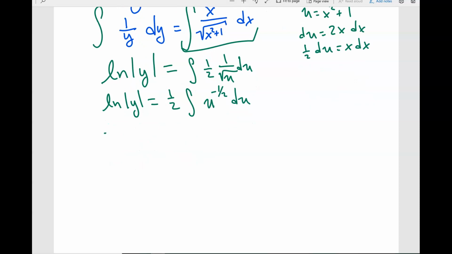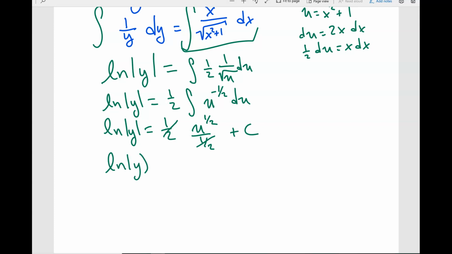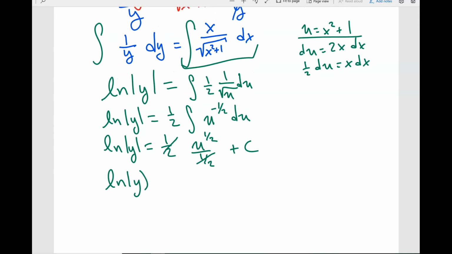So this is going to give me the natural log of absolute value of y is equal to 1/2. I'm going to take the antiderivative by adding 1. So you're going to have u to the 1/2 divided by 1/2, plus c. Notice that the 1/2s are going to go away. So I have ln of absolute value of y. The u initially was equal to x squared plus 1, so you're going to get x squared plus 1 to the power of 1/2 plus c.